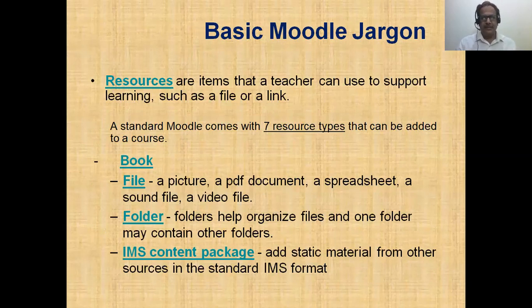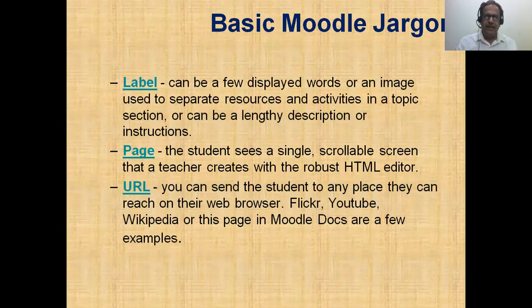Resources are the items that the teacher can use to support learning, such as a file or a link. Moodle supports 7 resource types: you have a book resource, a file resource, a folder resource, an IMS content package, a label, a page resource, and a URL resource. Out of these 7, all are very important, all are very creative, all are very innovative. But the last resource, the URL, is such a wonderful resource where we can send the student to any place they can reach on their web browser, whether it could be Flickr, YouTube, Wikipedia, or anything for that matter.